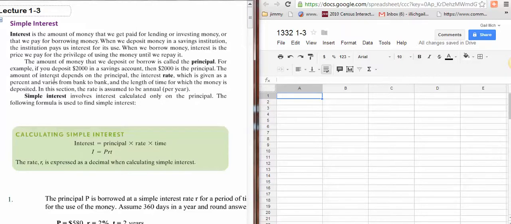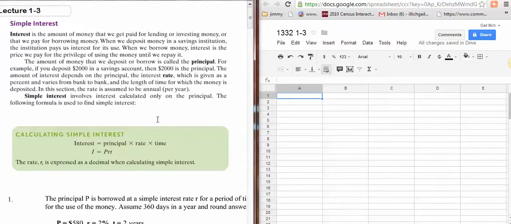The amount of interest depends on the principal, the interest rate, which is given as a percent and varies from bank to bank, and the length of time for which the money is deposited. In this section, the rate is assumed to be annual, which means per year. So we're going to have a simple interest rate, and it involves interest calculated only on the principal.